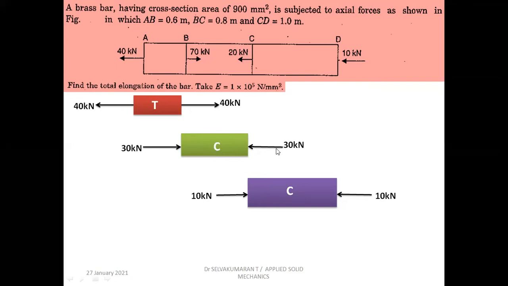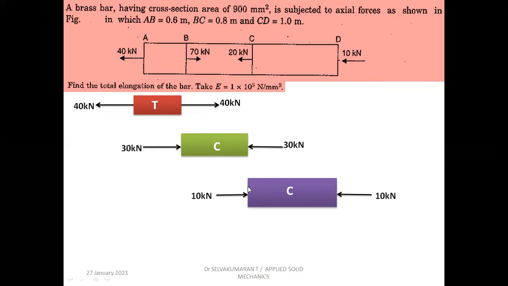Compression. Now you can see here 20 kilonewton is acting on the left-hand side in the problem. So 30 minus 10 is nothing but 20 kilonewton. That must take the direction of the higher value of force, that is acting on the left-hand side. So 30 minus 10, 20. 20 will take the same direction as 30.